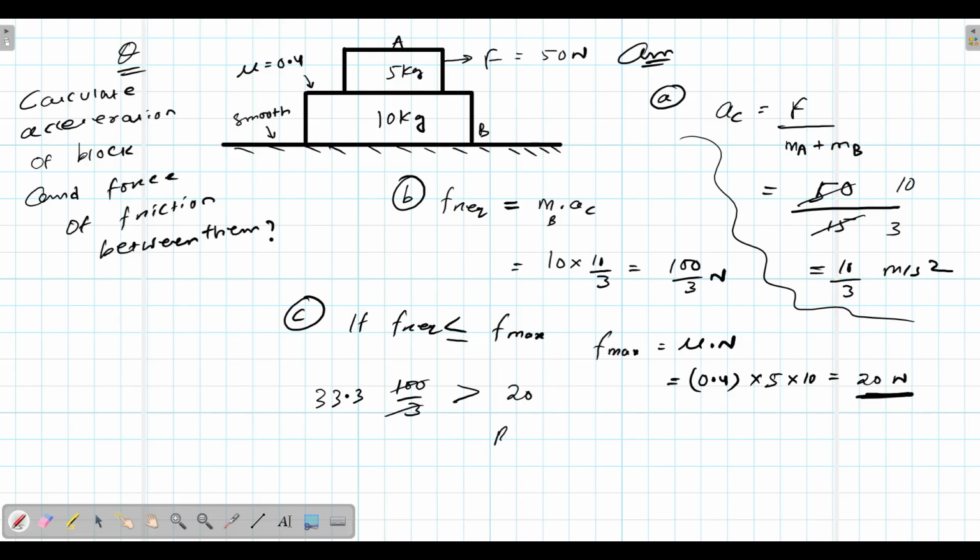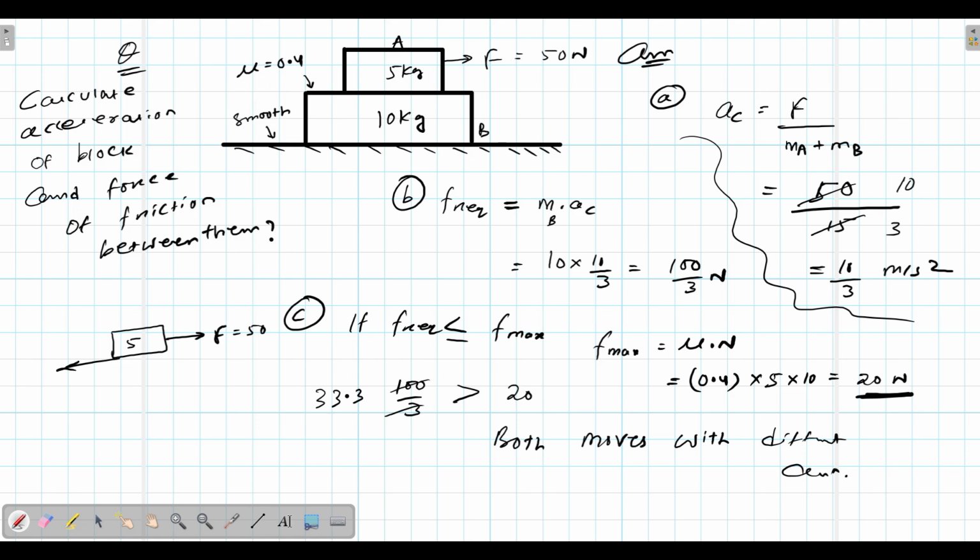So here applied force is 50, mass is 5. Frictional force equals to how much? Frictional force is mu into N, mu is 0.4. N is mg, mg is 5 into 10, that is 50. So 0.4 into 50, that is 20 Newton.